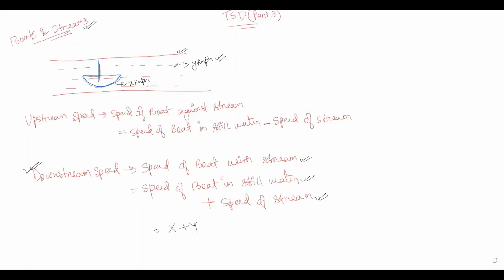Whereas suppose the current is in the right direction and the boat is say flowing in this direction. So in this case, the current of the river will oppose the boat to move forward. So that speed is called the upstream speed. That is the speed of boat against the stream, which is given by the speed of boat in still water minus the speed of stream. So in this case, this would be simply x minus y, where x is the speed of boat in still water and y is the speed of stream.